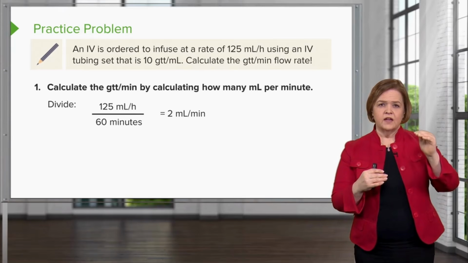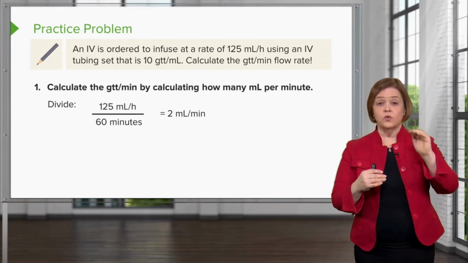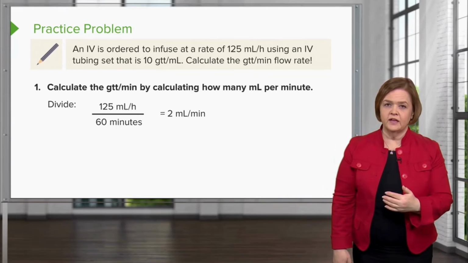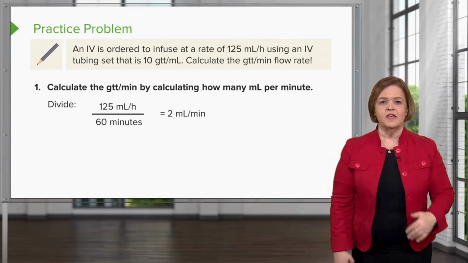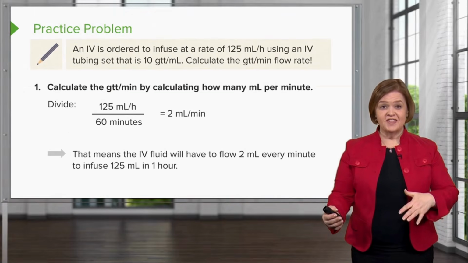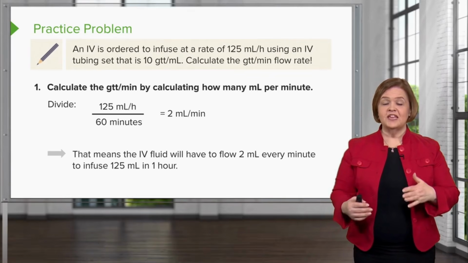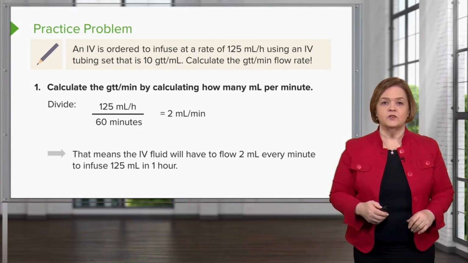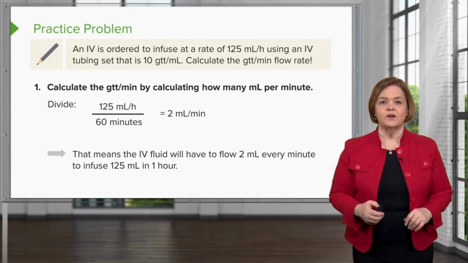So we've got 125 divided by 60. We're all on the same page on why we can go with 2, even though we know there's a little bit after the decimal point. The IV fluid will have to flow 2 milliliters in every minute to infuse 125 milliliters in an hour. Okay, so you still with us? Great. You understand why we're using 2 milliliters a minute, because we want to give 125 milliliters in an hour.